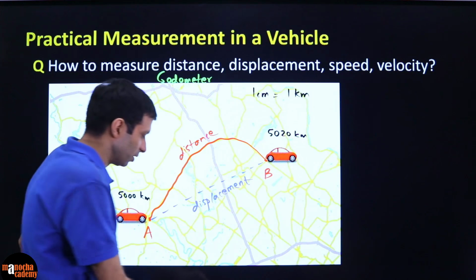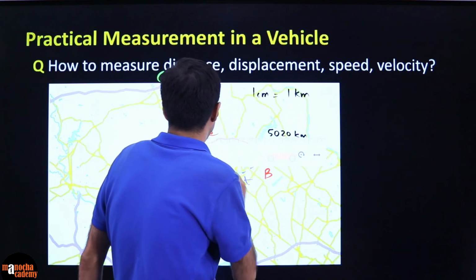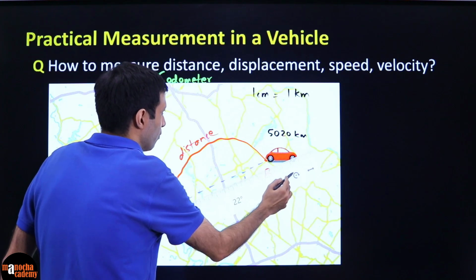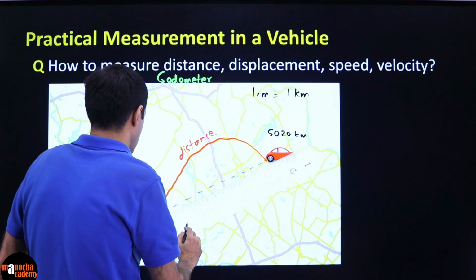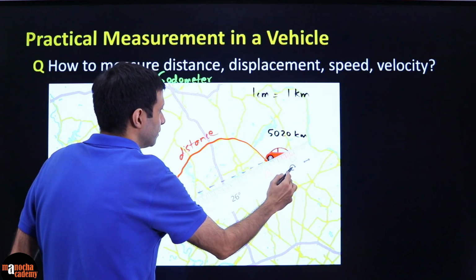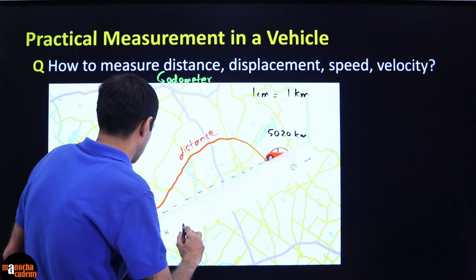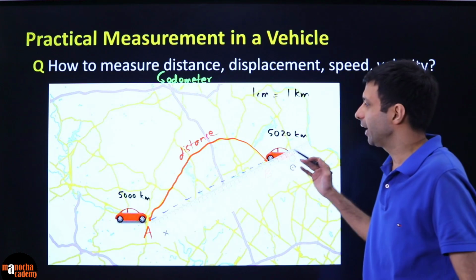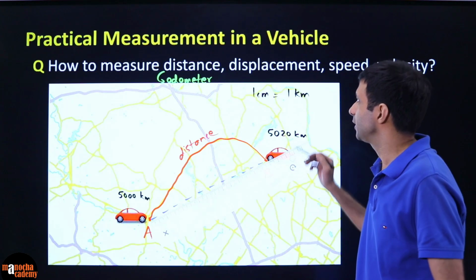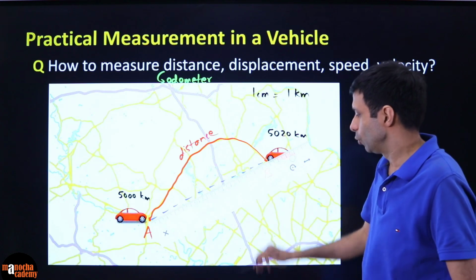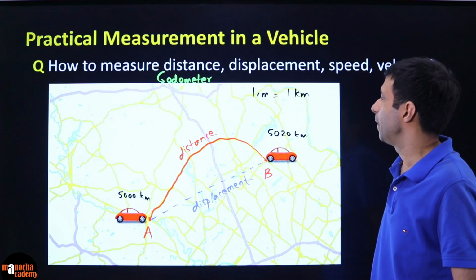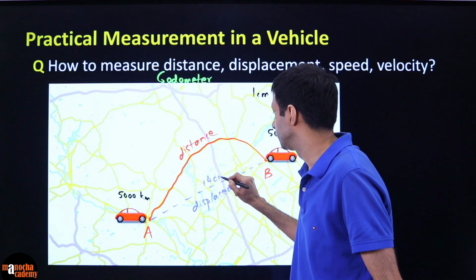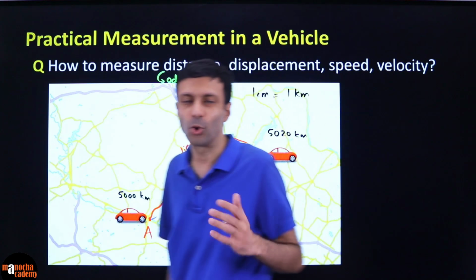So what will you guys do? You are going to take a ruler here. Please take a ruler, place it like this from A to B, and measure this distance on the ruler. Check what is the length from A to B on the ruler. Let's say on the map it turns out to be 14 centimeters.